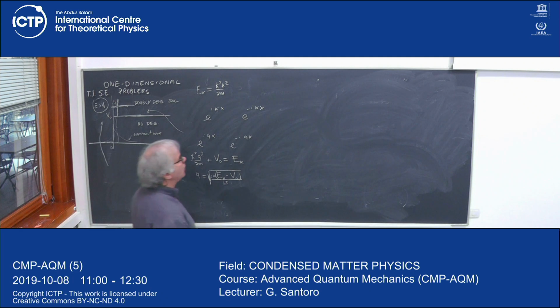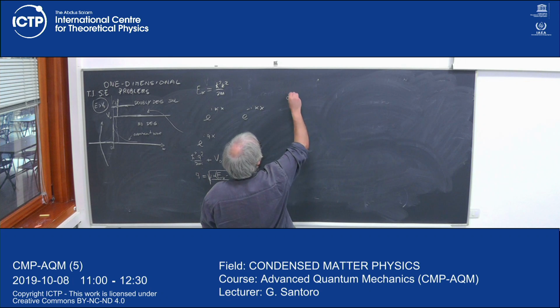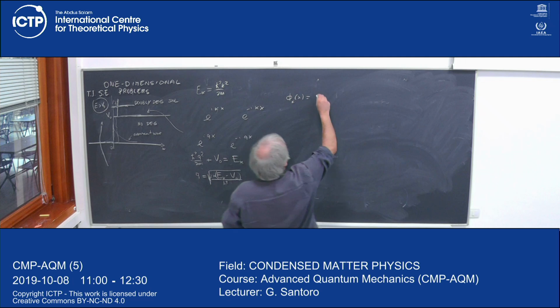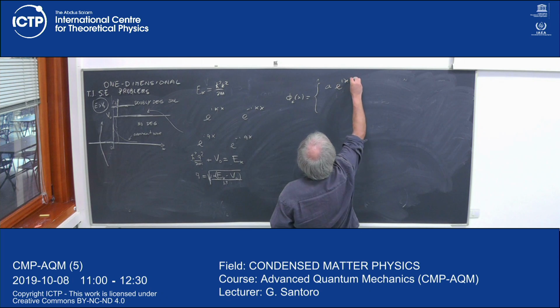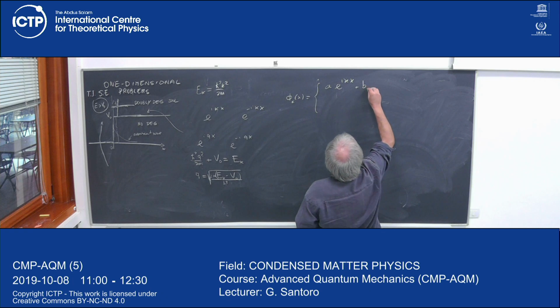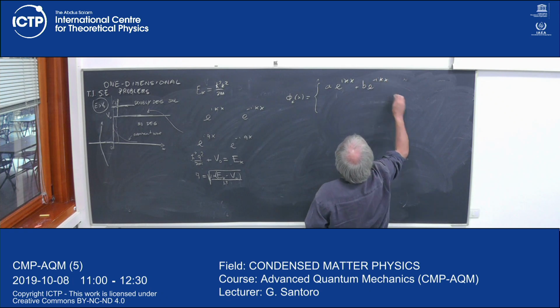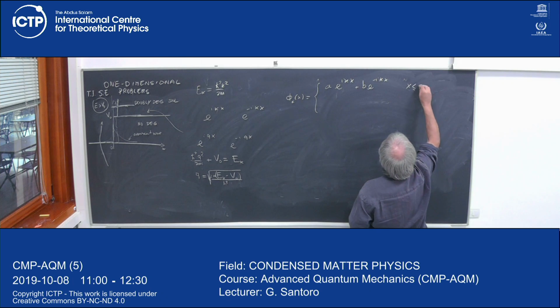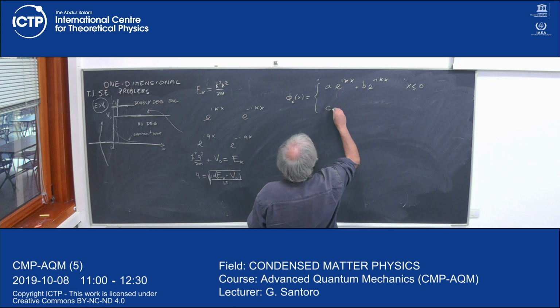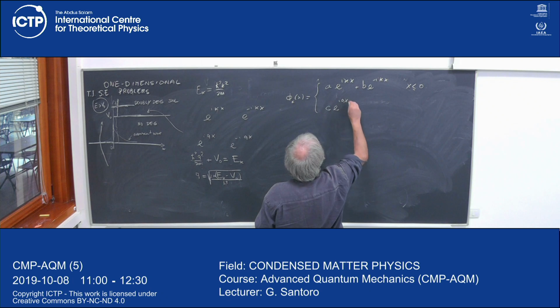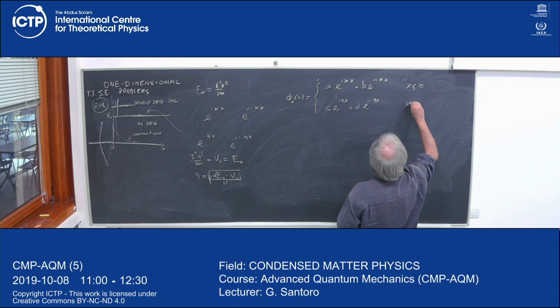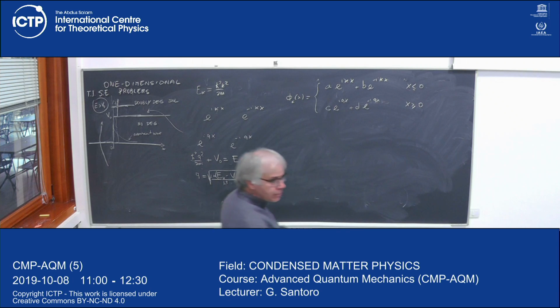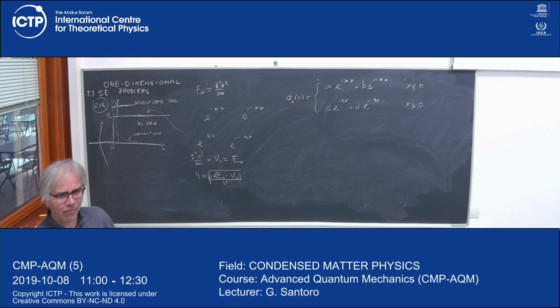So what do I write? I write the following. Let's see. The phi_k of x equals some constant A times e to the ikx plus some constant B e to the minus ikx for x less than 0, and some constant C e to the iqx plus some constant D e to the minus iqx for x greater or equal to 0. Do you agree on this? Fantastic. We have 4 unknown constants.